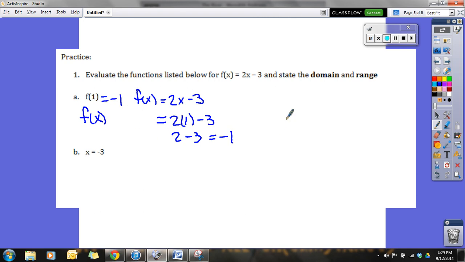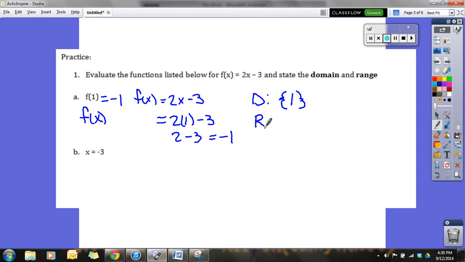Then we're also asked to state the domain and the range. For domain is x values. How many x values do we have for this problem? Well, just 1. We were just supposed to find f of 1. So our domain is just 1. And we're going to use these little brackets to indicate that this is a set of numbers. The domain is a set of numbers, and 1 is the number in our set here this time.